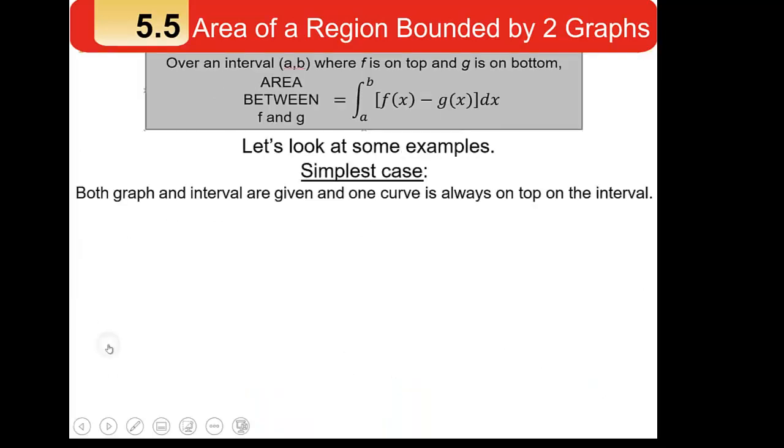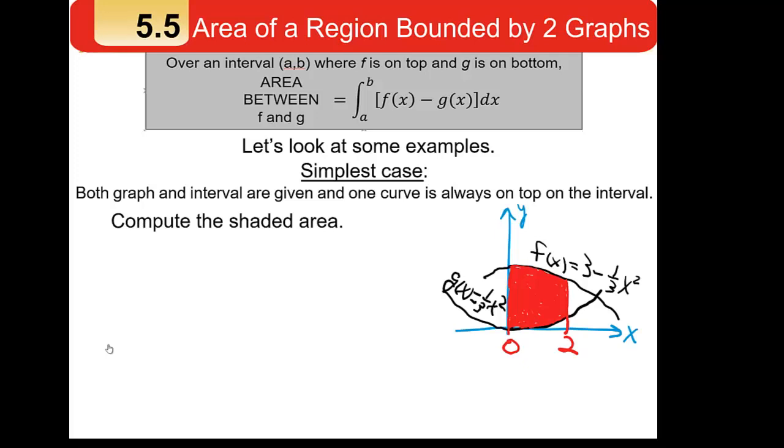About the simplest case I can come up with is when both the graph and the interval are given to you and there's one curve always on top over the interval you're interested in. And this is probably a perfect example of that. I'm using f of x equals 3 minus 1/3 x squared, which is a parabola opening downward, passes through the point 0, 3, and g of x equals 1/3 x squared, that passes through 0, 0, and it's a parabola opening up, and the interval of interest is between 0 and 2, the area that you see shaded there. This satisfies the condition for finding the area between f and g, which says just take the difference between the two functions and integrate that from A to B. So in this case, again, top curve minus bottom curve, from 0 to 2.